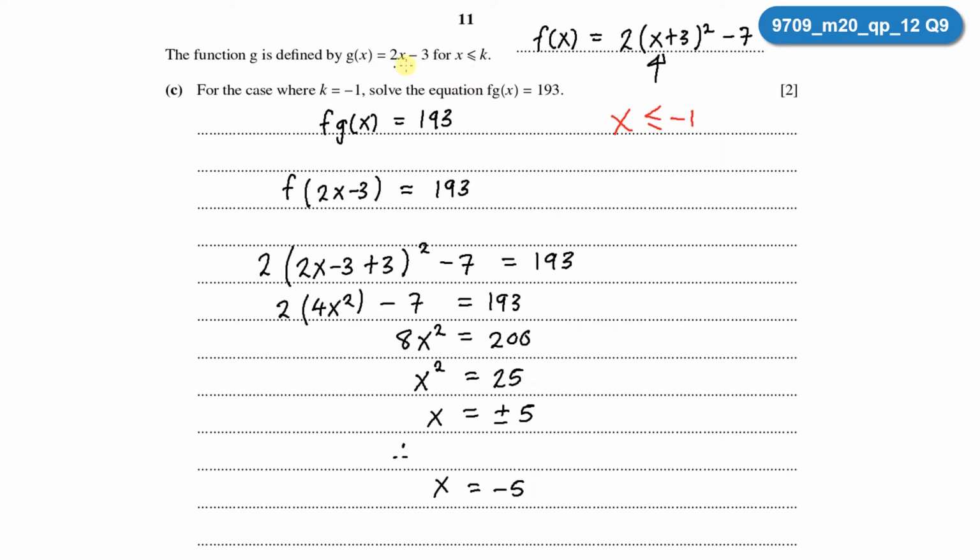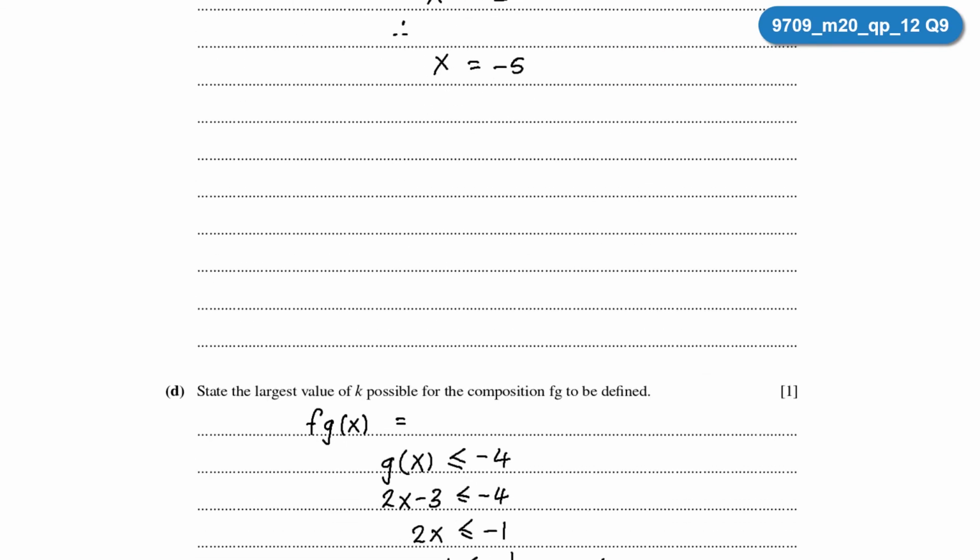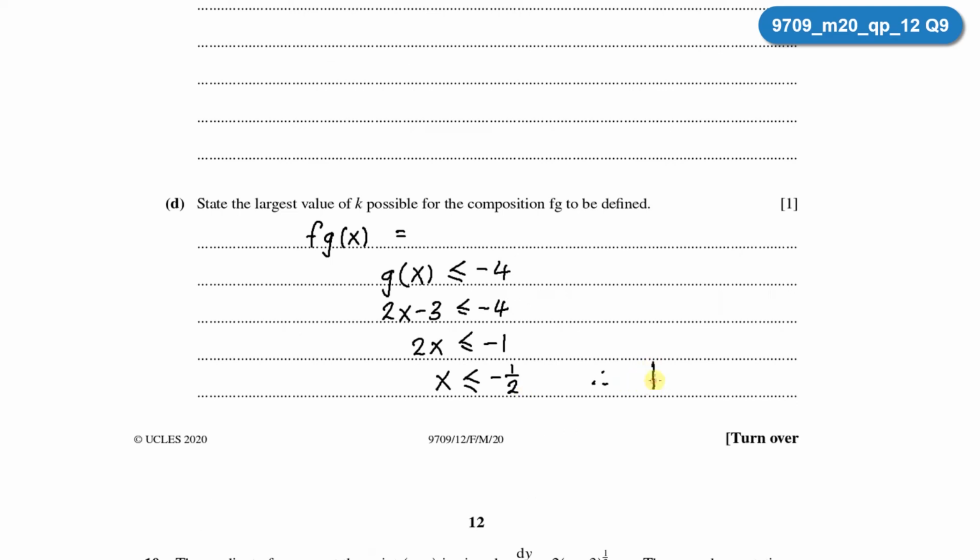So since, according to this part, x should be less than or equal to k, the maximum value that x should take is k. So in our case here, we can therefore deduce that k should have a maximum value of minus a half. So that's the answer to part D.